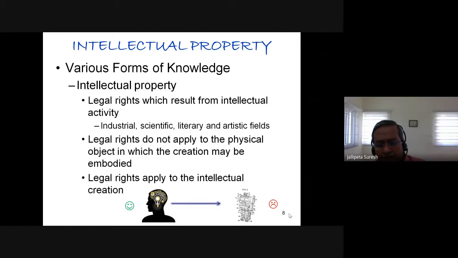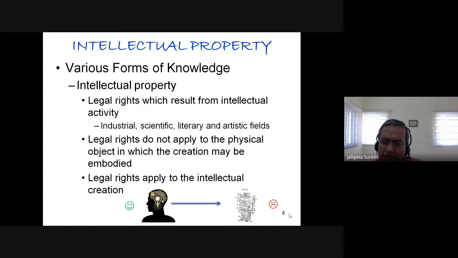Now we are moving on to a very important aspect of considering intellectual property, that is, where do these rights exist? Whenever I talk about an idea which is in my mind, what is the protection I'm getting? What are the rights that I'm getting? That is, legal rights which result from intellectual activity, that is, in industrial, scientific, literary, or artistic fields. So these are the rights that originate from intellectual activity.